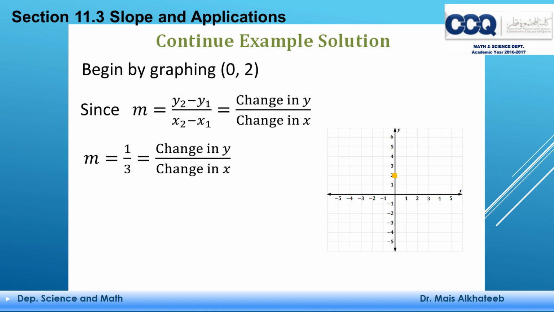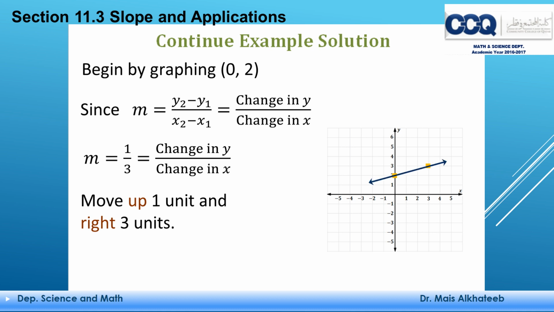Then the change of y is go up one step, and go right 3 steps. Okay, we will get another point, which is (3, 3). We connect the two points, (0, 2) and (3, 3), and we get the required line.